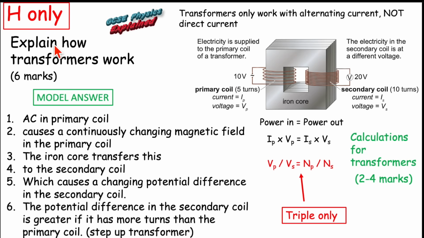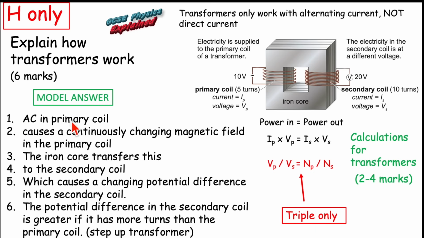Higher only. Explain how transformers work. So a transformer is a piece of iron with a primary coil and a secondary coil. They only work with alternating current, not direct current. So that could be a question in itself. Model answer for 6 marks.